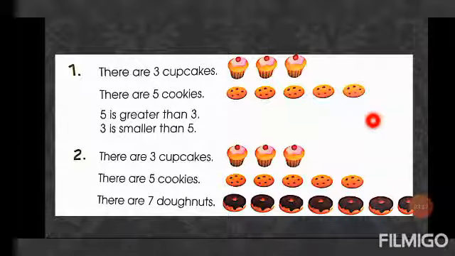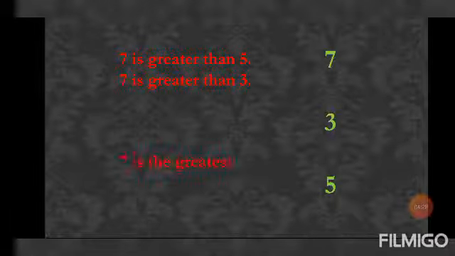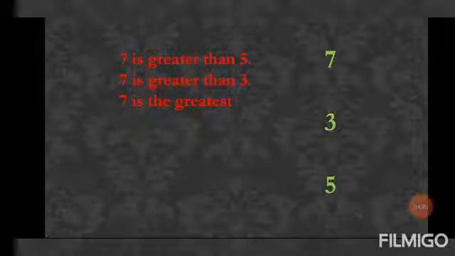So, there are 3 cupcakes and there are 5 cookies. And there are 7 donuts. So, we have to compare the numbers. Here we have 3 numbers, 7, 3 and 5. So, we have to find out which is the greatest number and which is the smallest number. 7 is greater than 5. 7 is greater than 3. So look at the number 7. 7 is greater than 5 and 7 is greater than 3. So 7 is the greatest, means the biggest number.